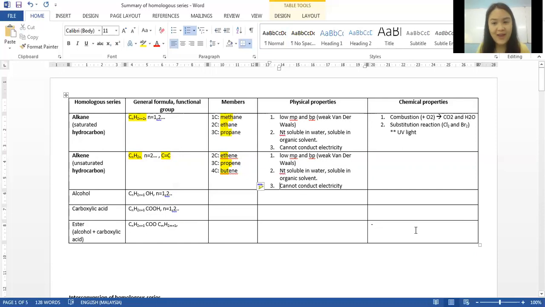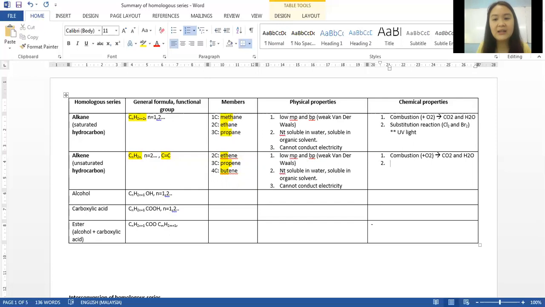All right, however, the chemical properties are very, very different. So let's look at the chemical reactions that members of alkene can undergo. Number one is combustion. Basically, all types of organic compounds are able to carry out combustion. When you burn them in excess oxygen, you will have complete combustion, and you will form CO2 and H2O. This is exactly the same as alkane.